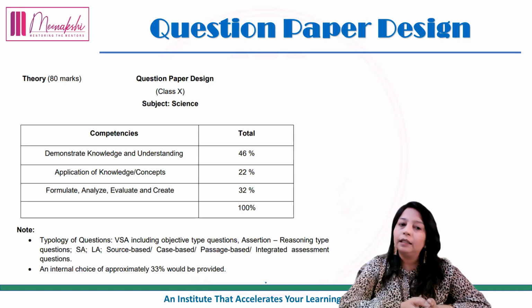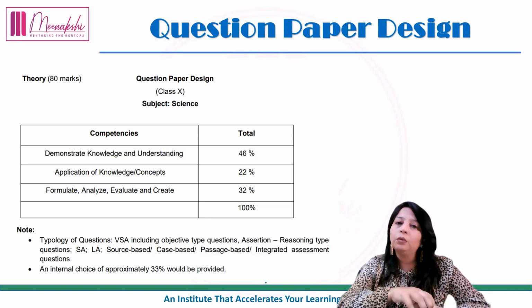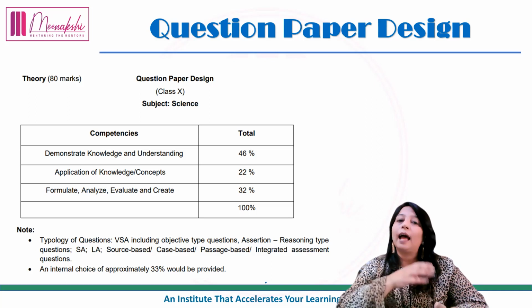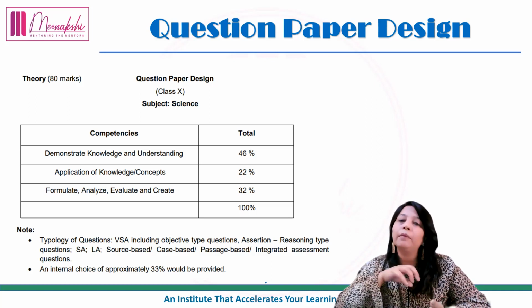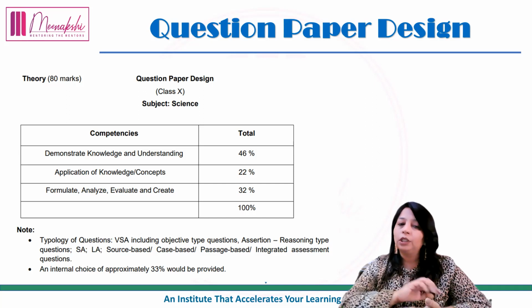If we talk about the competencies, if we start with knowledge and understanding, the lower order thinking skills as per Bloom's taxonomy, it is given 46% weightage for this subject of science. And if we talk about the application part, like how these students will be applying this knowledge and their understanding after comprehending the same in real life situations, that is 22%, right? And going ahead with the higher order thinking skills, or normally we say HOTS: formulate, analyze, evaluate, and create, for 32%, right? And please have a look at the typology of the questions.